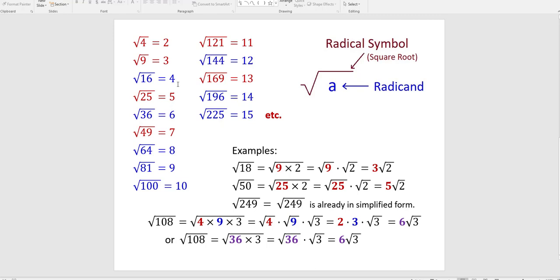The red perfect squares are the primary or critical factors that you look for. The blue perfect squares are the secondary perfect square factors. They are used only if you find more than one or a duplicate of one of the primary perfect squares, the red ones. Let me explain.